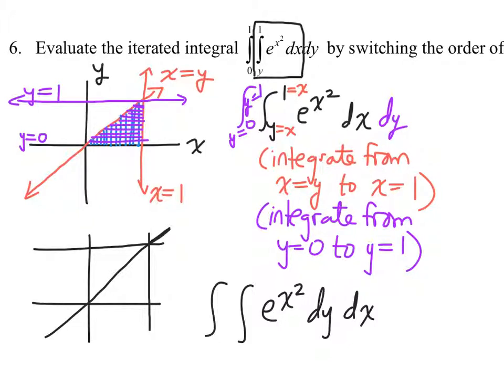All right. Now, what I want to do is capture this same area, but first by looking at the y's. So if that's the case, I want to start off at y equals 0, but I don't want to pass through this natural boundary. All right. So I'm going to start off at y equals 0, and I'm going to stop at the natural boundary of y equals x.